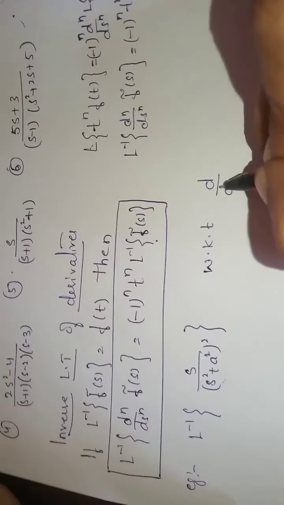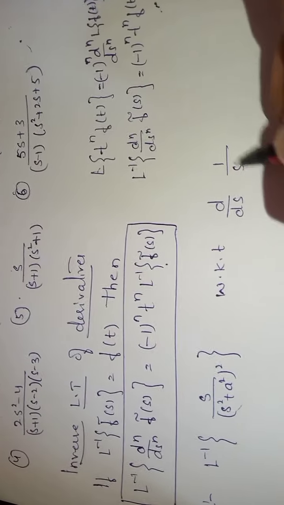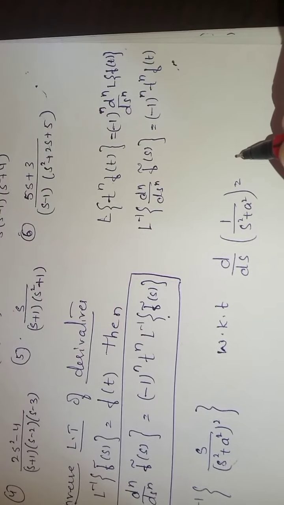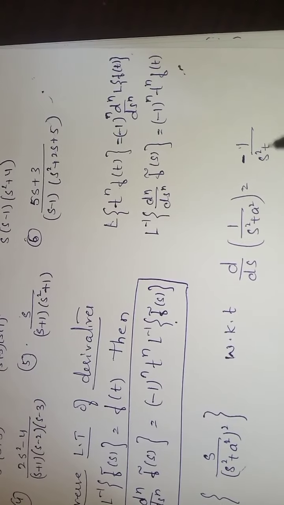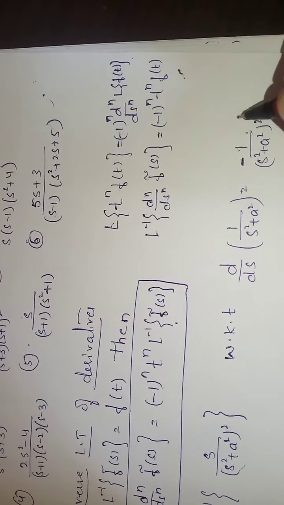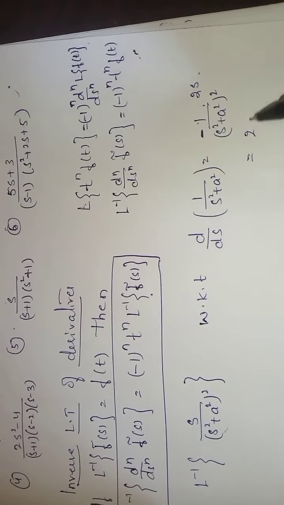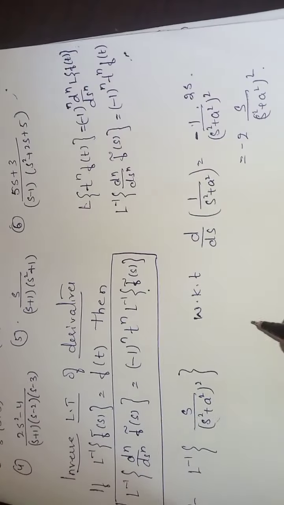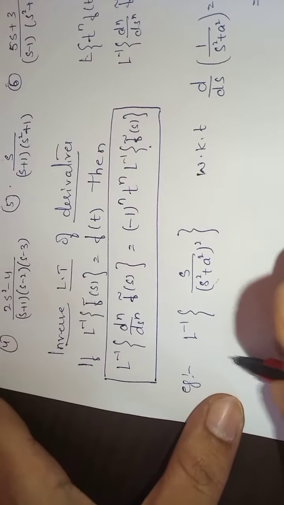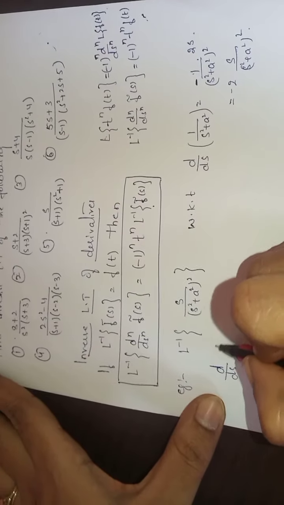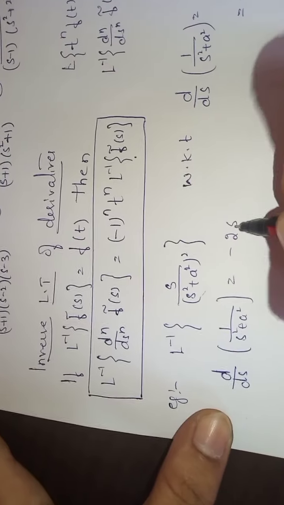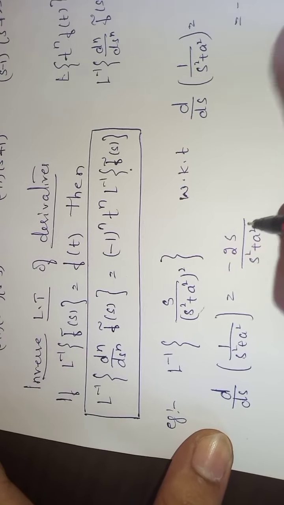We know the derivative d by ds of 1 by s square plus a square. What is the derivative of 1 by s square plus a square? It is minus 1 by (s square plus a square) whole square into, again, the derivative of s square, which is 2s. So d by ds of 1 by s square plus a square is nothing but minus 2s by (s square plus a square) whole square.